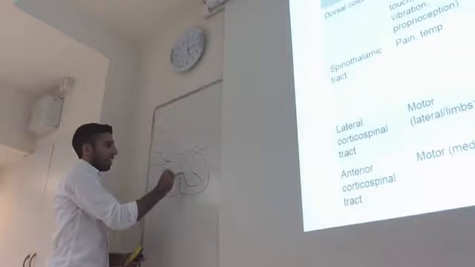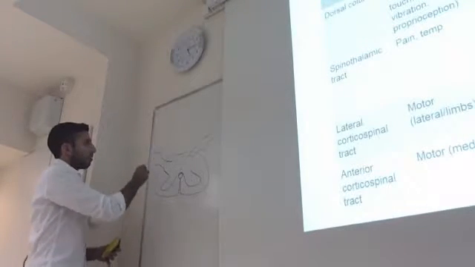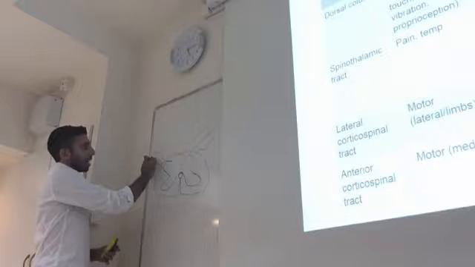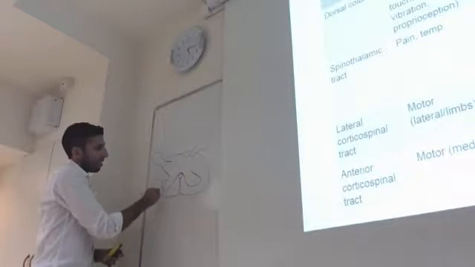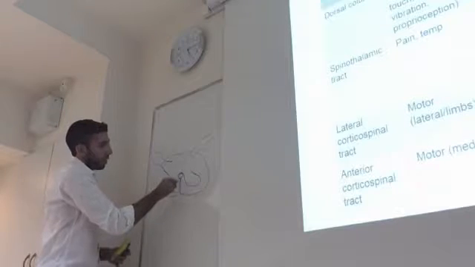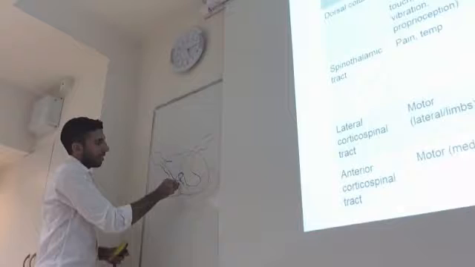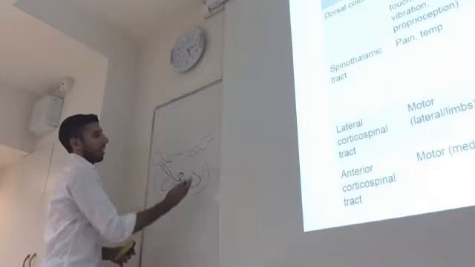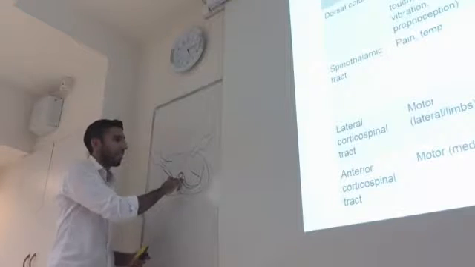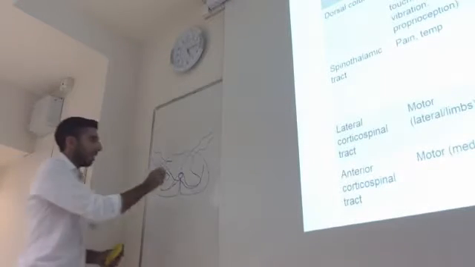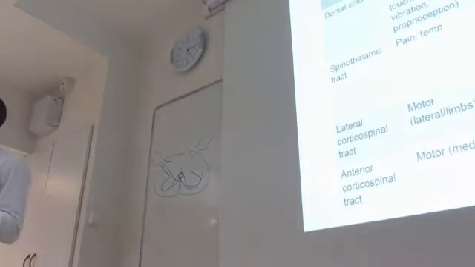So right here, this is the anterior white commissure. So the spinothalamic tract, as it comes through the sensory tract, it actually crosses at the anterior white commissure. It comes in like this, crosses at the anterior white commissure, and then goes up contralaterally. So where we said it decussates at the side of the spinal cord, this part right here is the anterior commissure.